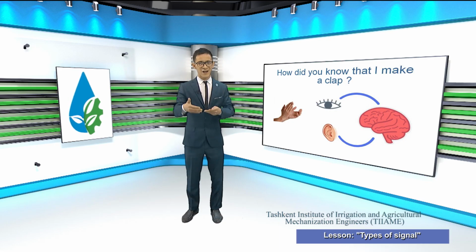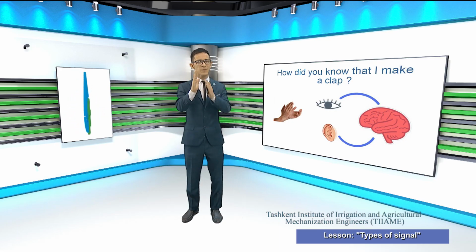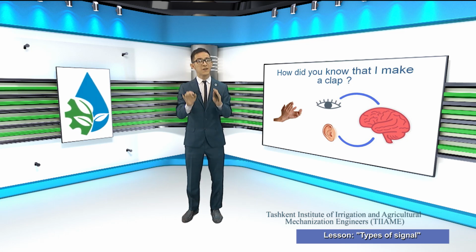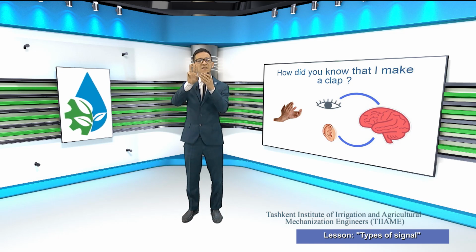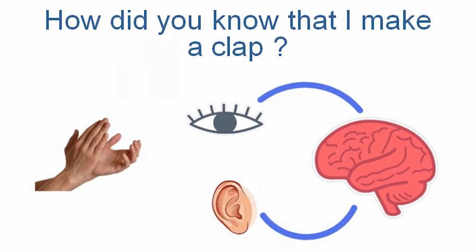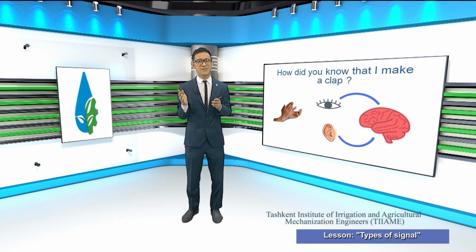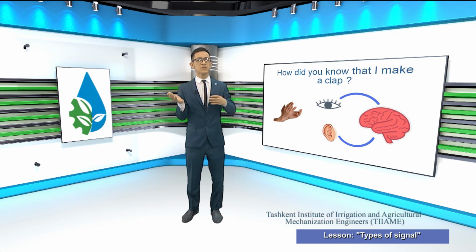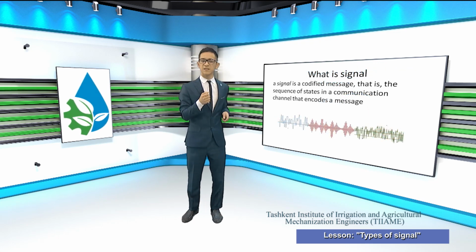So let's start. I hope that after this lecture, you will understand the types of signals, where they are used, the mathematical explanation of signals, and all the types of examples where we can use signals. Okay, let's start. What is a signal?